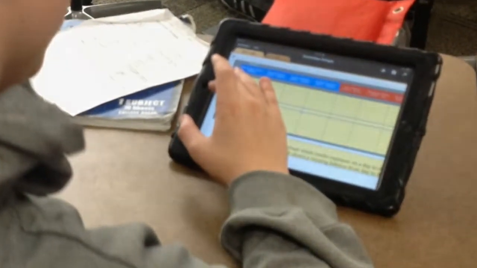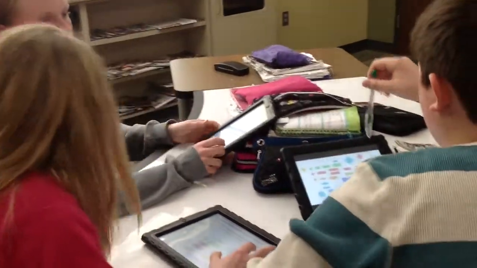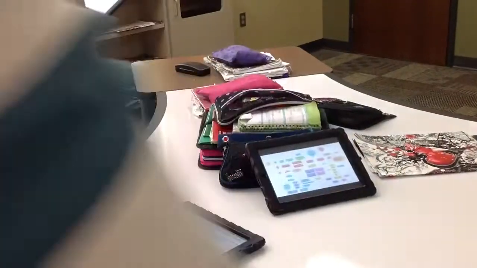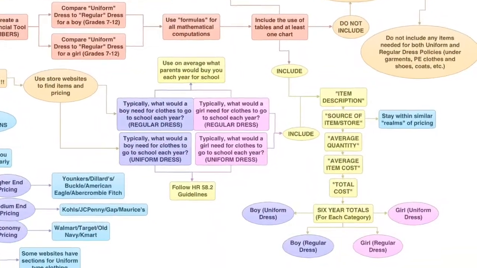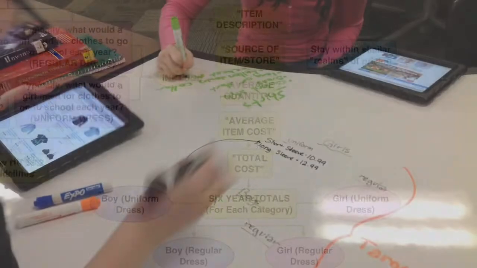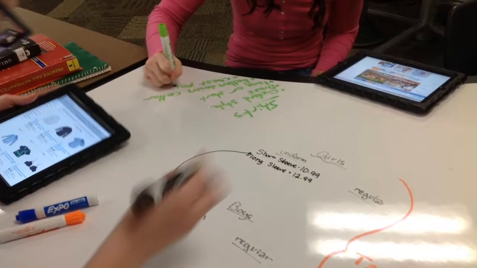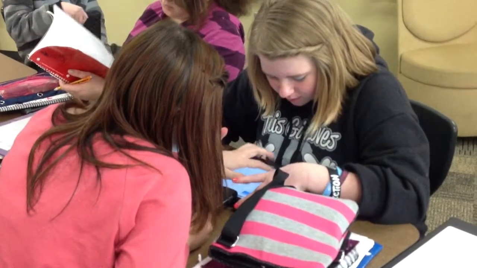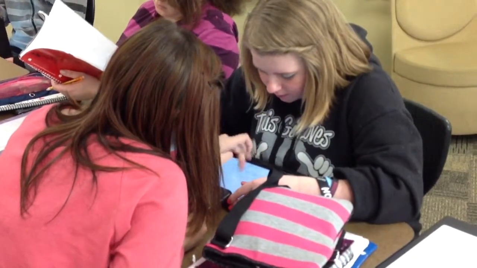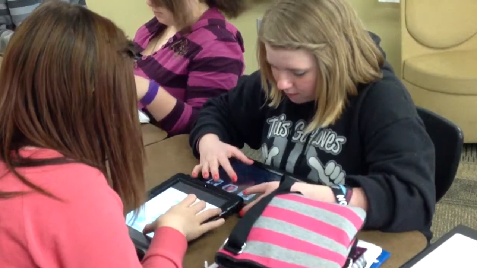So students were asked over a couple days to, with little guidance from me other than a flow chart, try to figure out, okay, if uniforms were introduced in schools, what would it cost the average family over a 6-year period to clothe kids? And so I gave them the directions, gave them a flow chart. I was actually gone the 2 days they were doing this, so they really had to depend on themselves to figure out financially how it would impact parents.